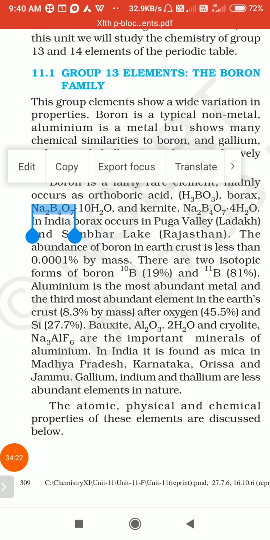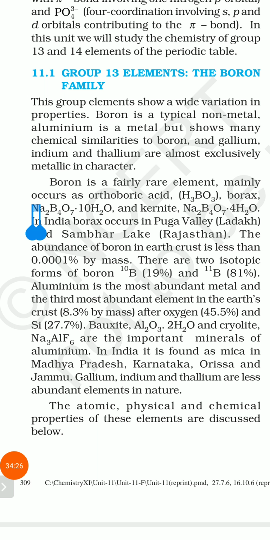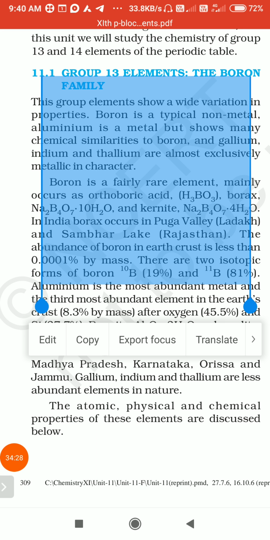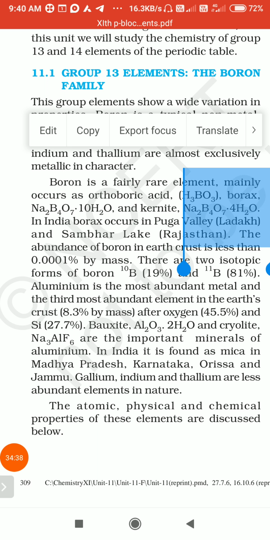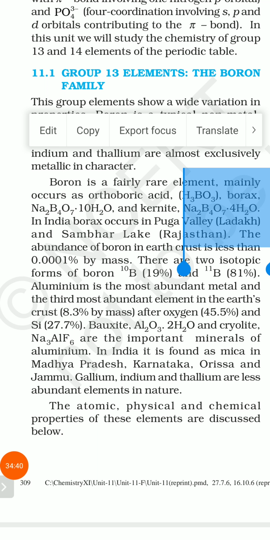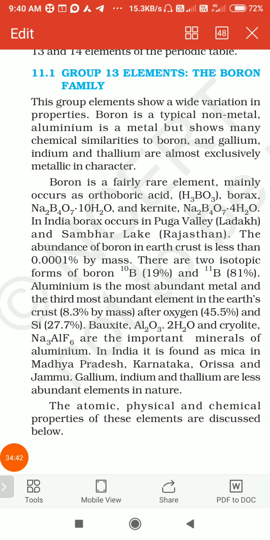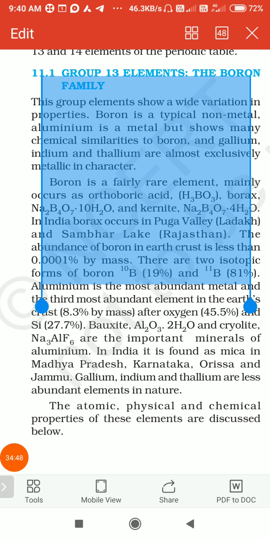Na2B4O7 10H2O is called borax. Next, kernite. Kernite, what is the formula? Na2B4O7 4H2O. So what is the difference between borax and kernite? Just the water molecules only. 4 water molecules means that is called kernite. 10 water molecules means that is called borax.